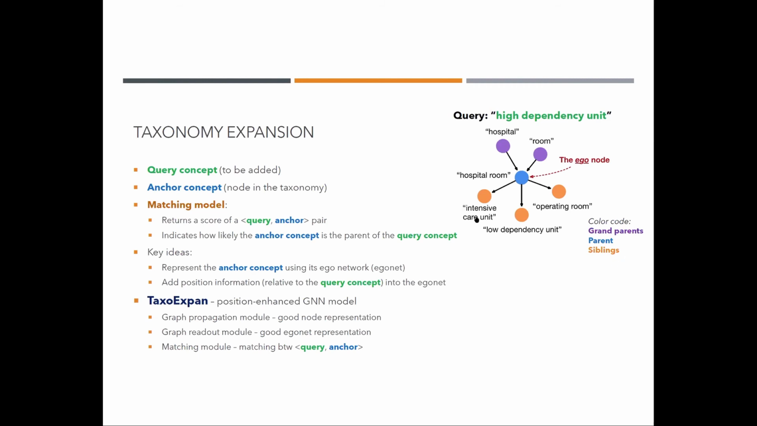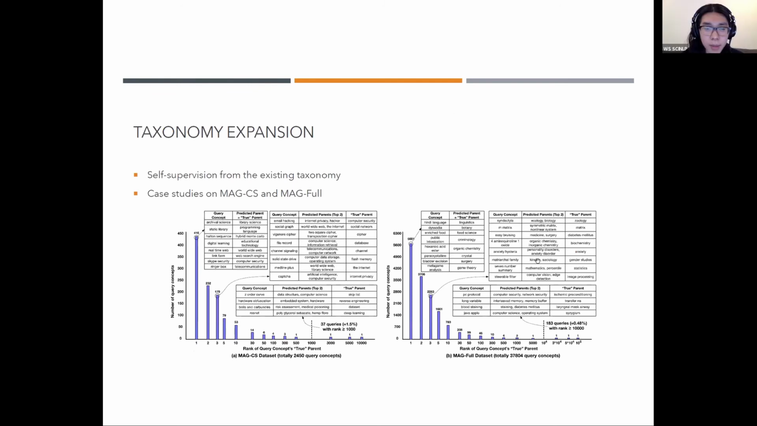You can see here from the color code the relative position to the query node. For example, the ego node as a parent, the purple as a grandparent, and the sibling nodes. These are really helpful to improve the performance. I won't cover the details of this, and you can read the paper to see the improvement they have.